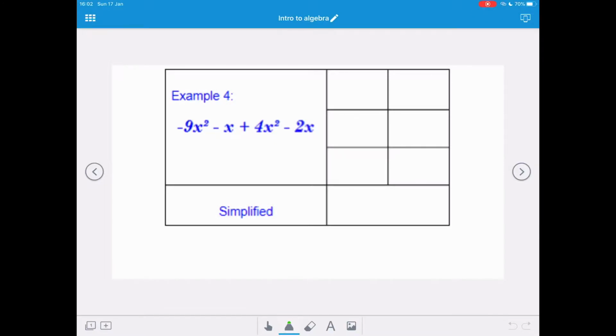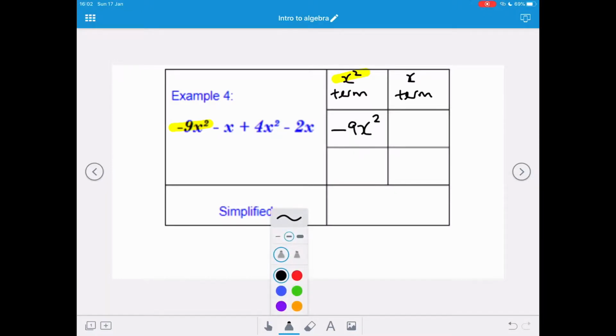Now, if you remember at the beginning of the video, we said that x squared and x terms were not the same type. And in this example, we want to simplify minus 9x squared minus x plus 4x squared minus 2x. So we have to work out our x squared terms and our x terms. Our x squared terms are negative 9x squared. And we're then going to add 4x squared to simplify our x squared terms. So we're going to write that in underneath our negative 9x squared.